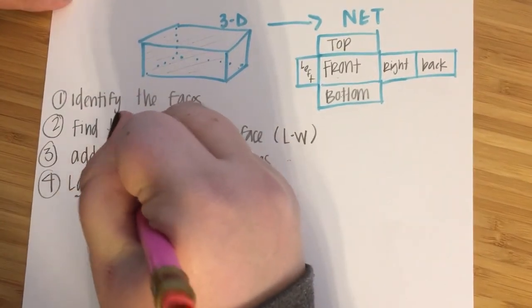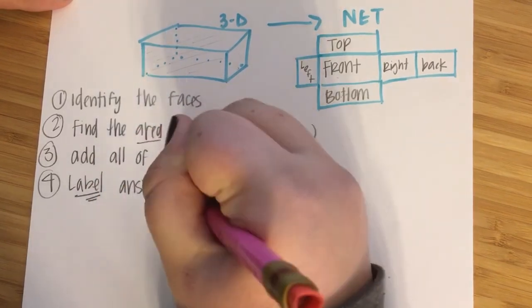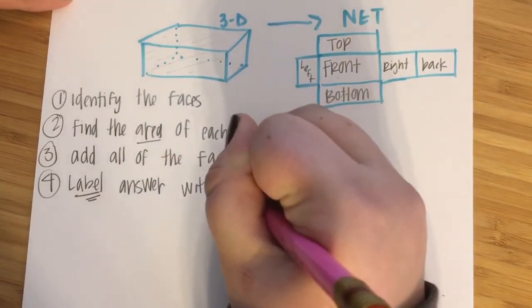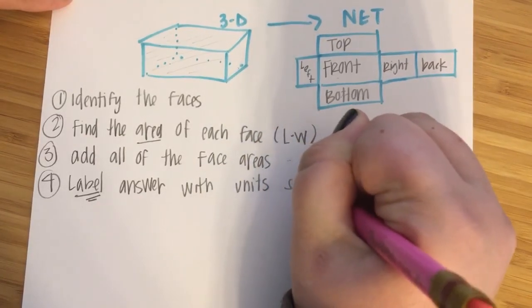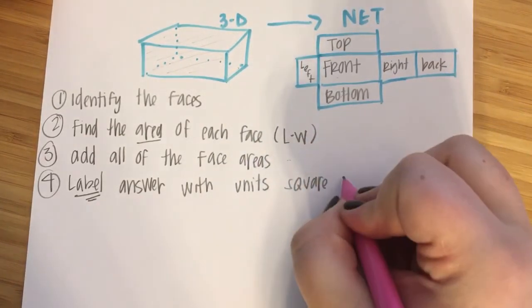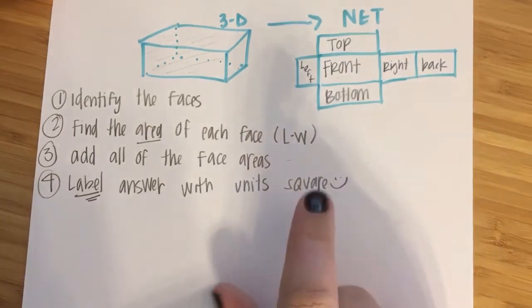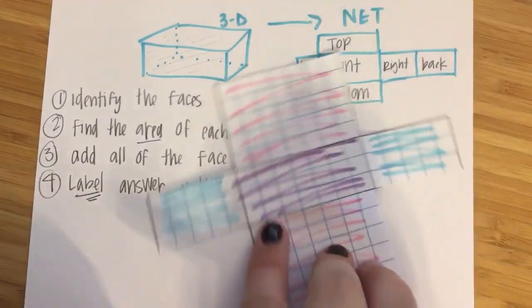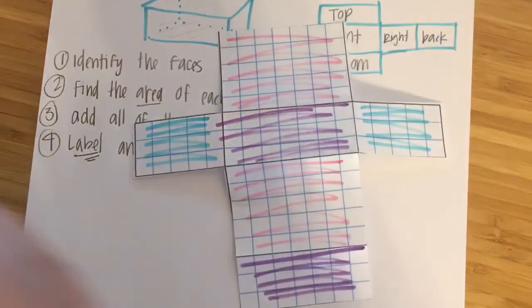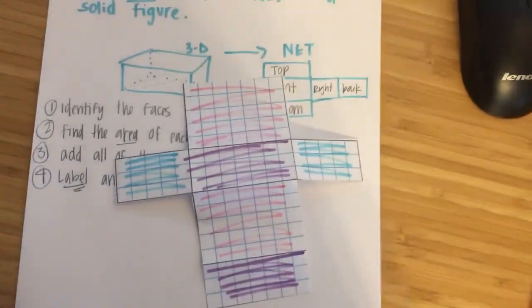So again, first, identify the faces. Number 2, we're going to find the area of each face. Remember, length times width in this case. Number 3, we're going to add all of the face areas. And number 4, we cannot forget, we're going to label our answer and use the correct units, and they will be squared.